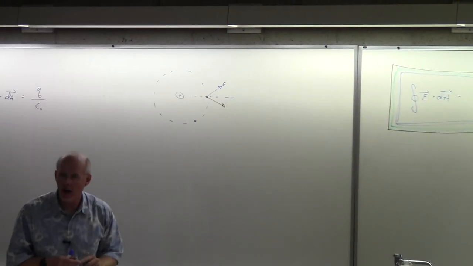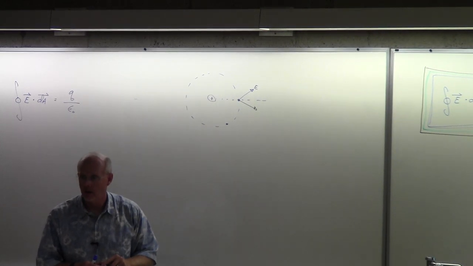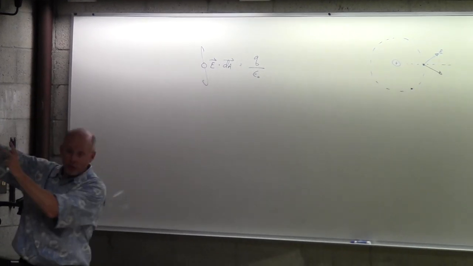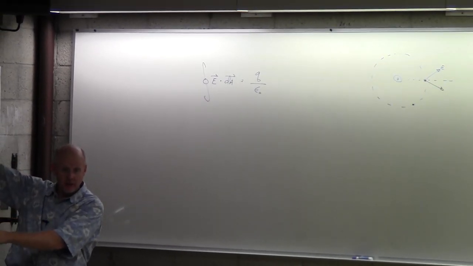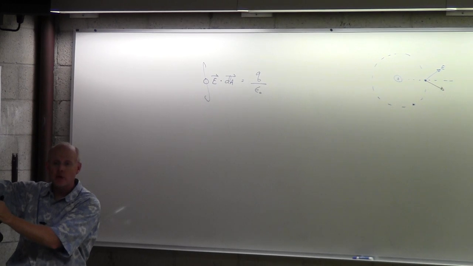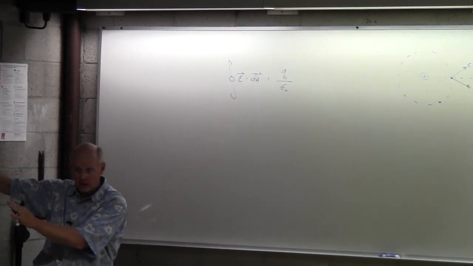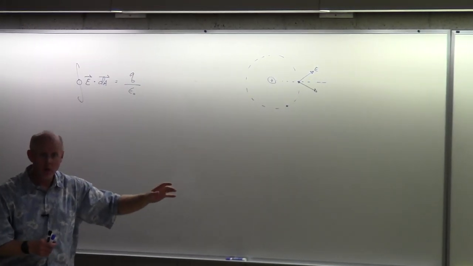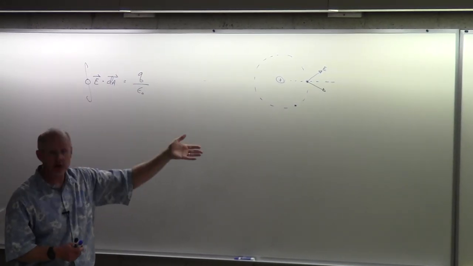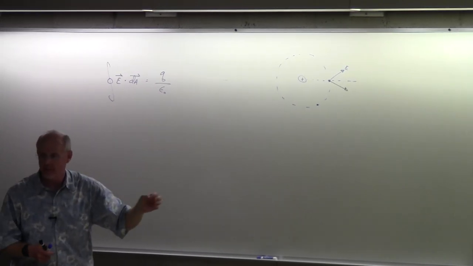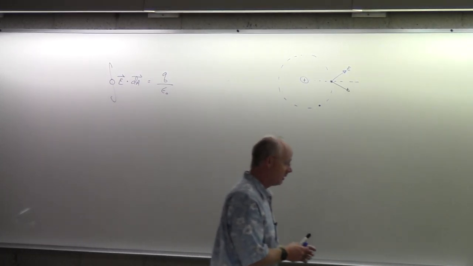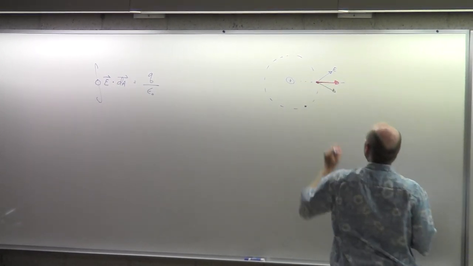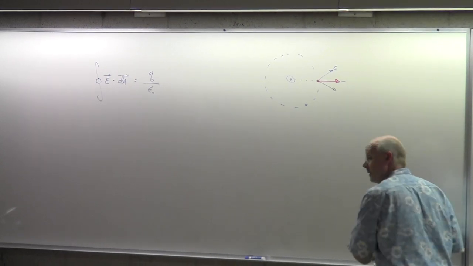And I claim that's impossible. Why? Because when you flip this over, don't the charges look the same as before you flipped it? So shouldn't you get the same direction to the electric field as before? And is that what I have when I flip it over? No. How could I flip this over and get the direction of the electric field to be the same? There's only one way. How's that? Yeah, and that's my argument from symmetry. That electric field would have to be radially outward.